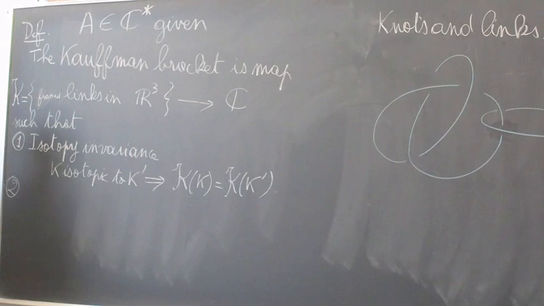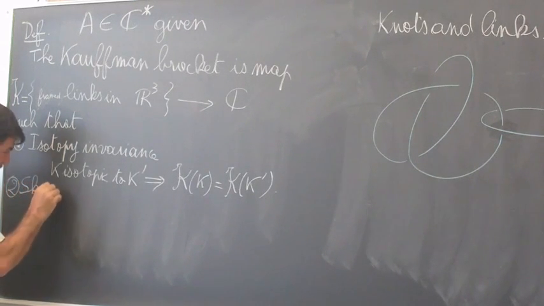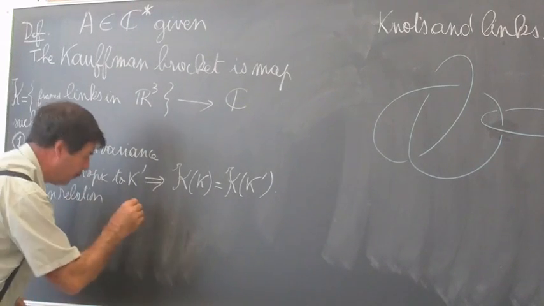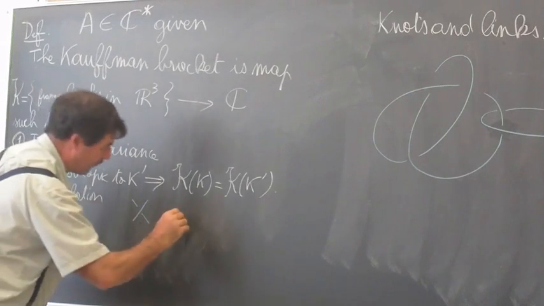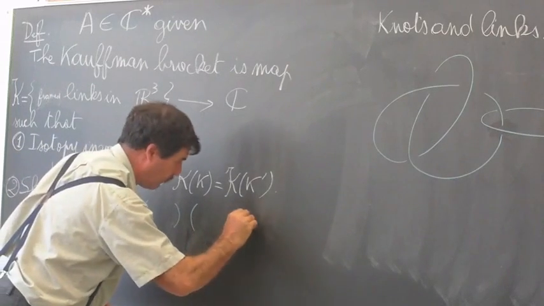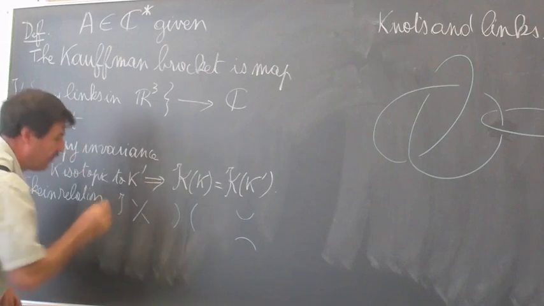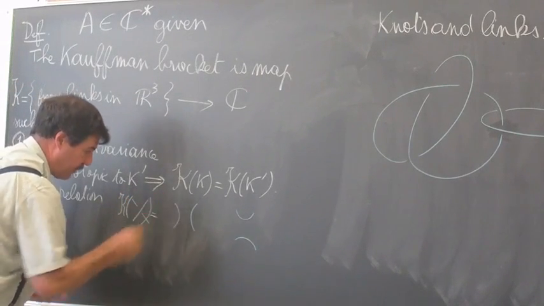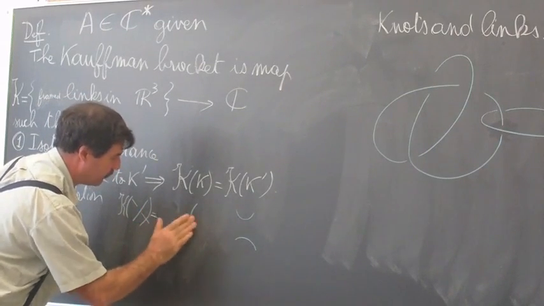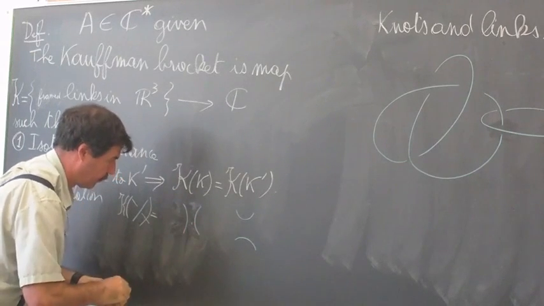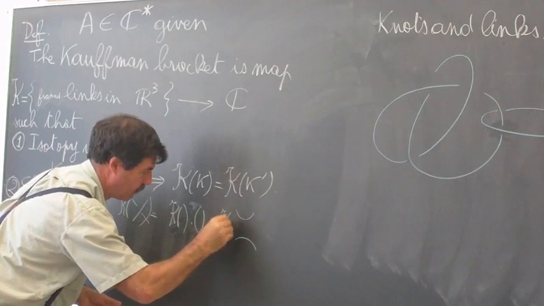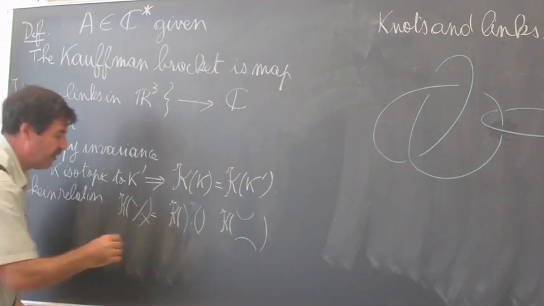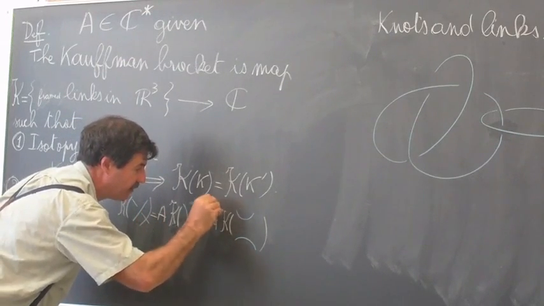And what's special about the Kauffman bracket as opposed to other invariants is the skein relation, which says that if I have 3 links, like one which looks like this, one which looks like this, and one which looks like this, which are the same everywhere except in a little box where they differ like this, there is a relationship between the Kauffman brackets, namely the numbers associated with the 3 links, which is that this one is A times this one plus A inverse times that one.